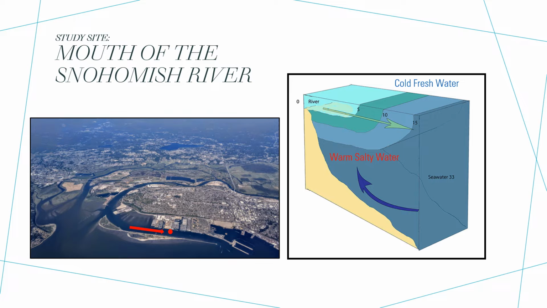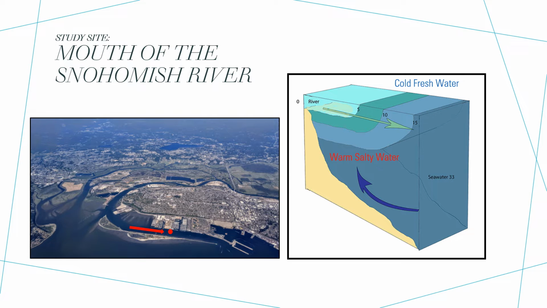A unique environment is created when the cold fresh water from the river clashes with the warm salt water from the sea. The denser seawater sinks, creating a layered water column. The region where the two bodies of water mix is called the cline. This can further be separated into the halocline, the salinity gradient, and the thermocline, the temperature gradient.